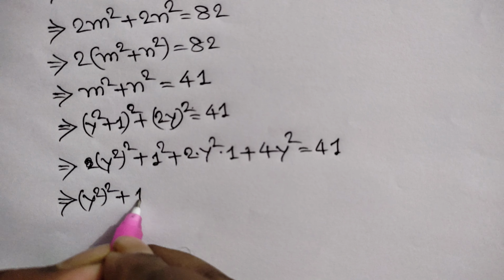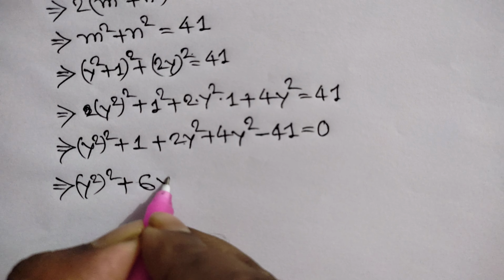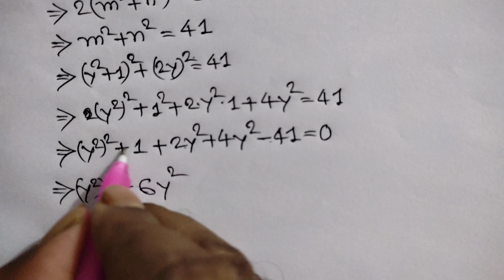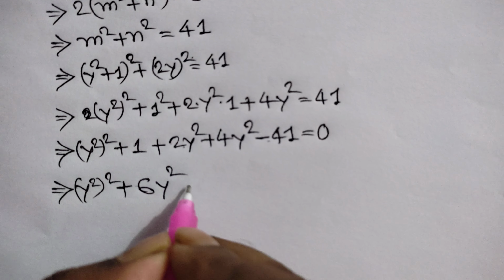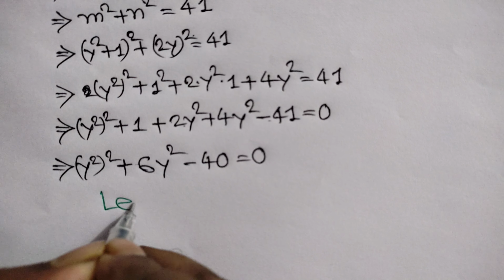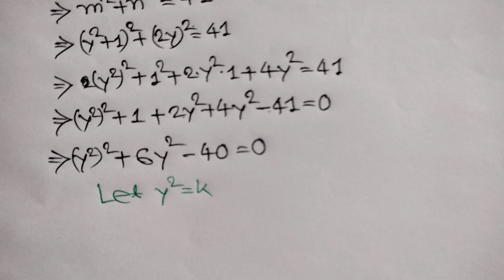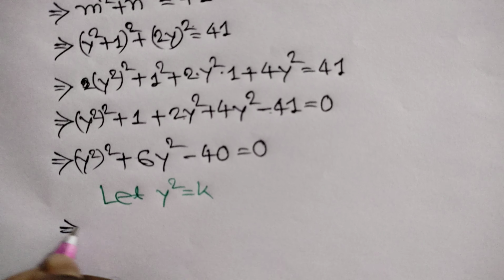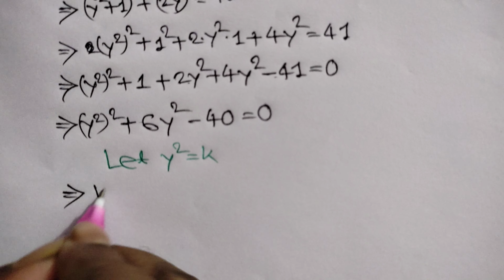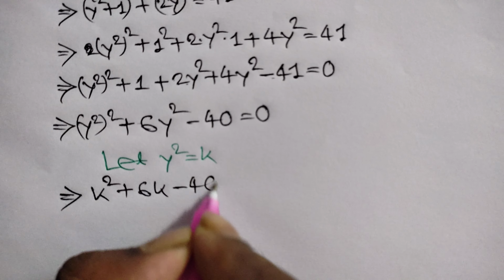Or (y^2)^2 + 2y^2 + 4y^2 is 6y^2, negative 41 plus 1 is negative 40 is equal to 0. Now here let y^2 is equal to k. So we will find out k^2 + 6k - 40 is equal to 0.